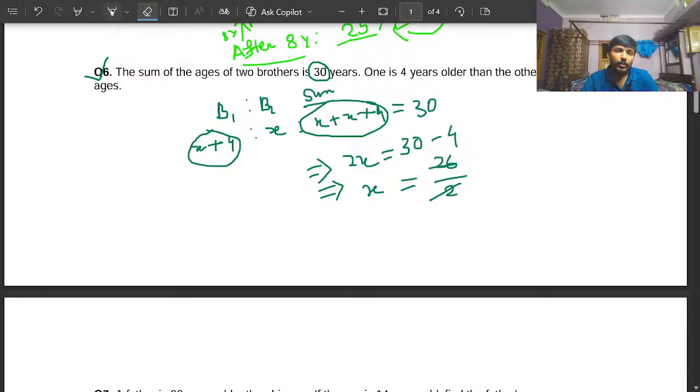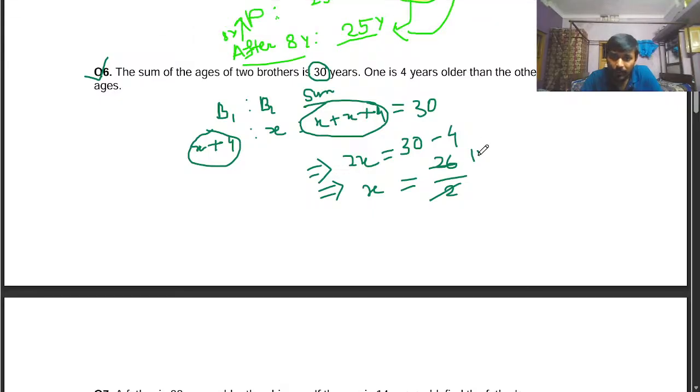Which is the value of x. So the value of x is 13. So we have to find their ages, b1 and b2. So b1 equals X plus 4. The value of x is 13, so x plus 4 is 13 plus 4, that is 17.